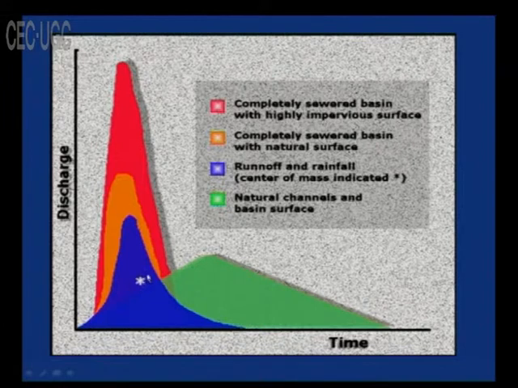And here the discharge, see here, as time increases, how much discharge is produced. The blue area is runoff and rainfall, that means the center of mass is indicated. Therefore the runoff area is less, and the orange is a completely sewered basin with a natural surface, and therefore the sewage water discharge is more and the runoff is somewhat less. Then comes the red area, a completely sewered basin with highly impervious surface. Therefore it is highly polluted matter, and the green area is natural channels and basin surface. As far as the cities are concerned, the natural channels are fewer, rather the sewage is more, and therefore it is a pattern for the cities.